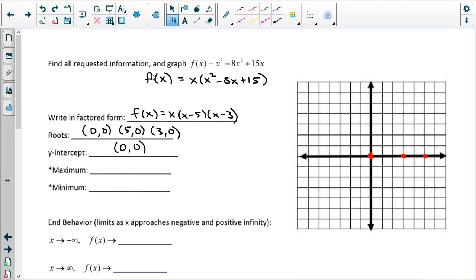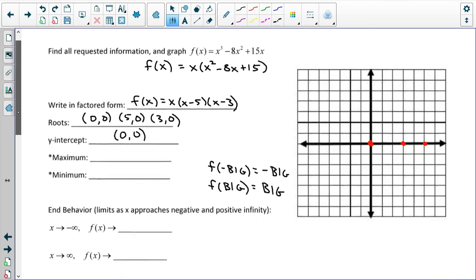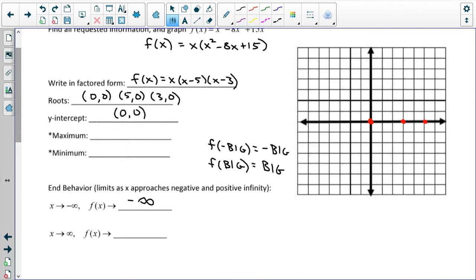And then if I'm looking at my end behavior, if I substitute in a negative big value and a positive big value, what will end up happening when I plug in the negative big value is I get negative times negative times negative. So I get a negative big value. And if I plug in positive, I get positive times positive times positive. That ends up being a positive big value. So my end behavior, as x approaches negative infinity, the function approaches negative infinity. And as x approaches infinity, the function approaches infinity.